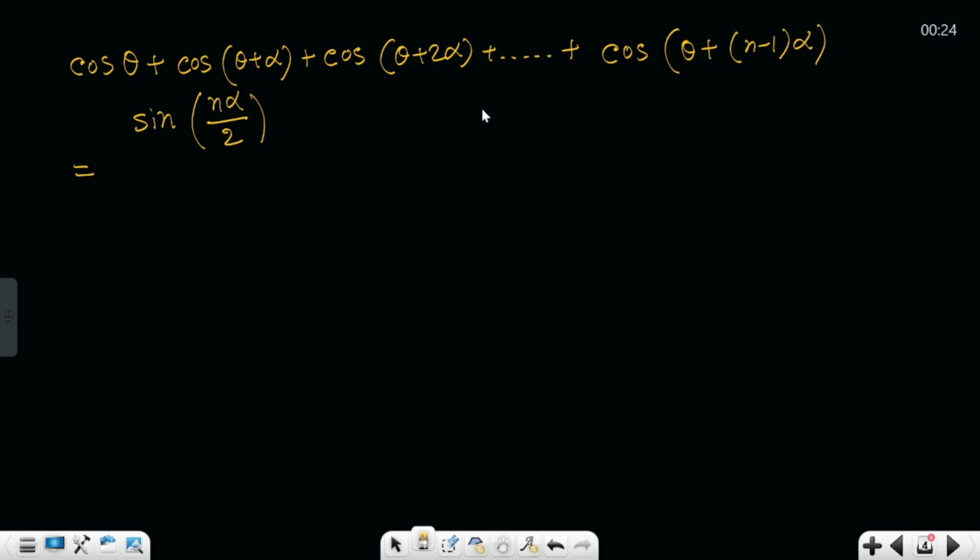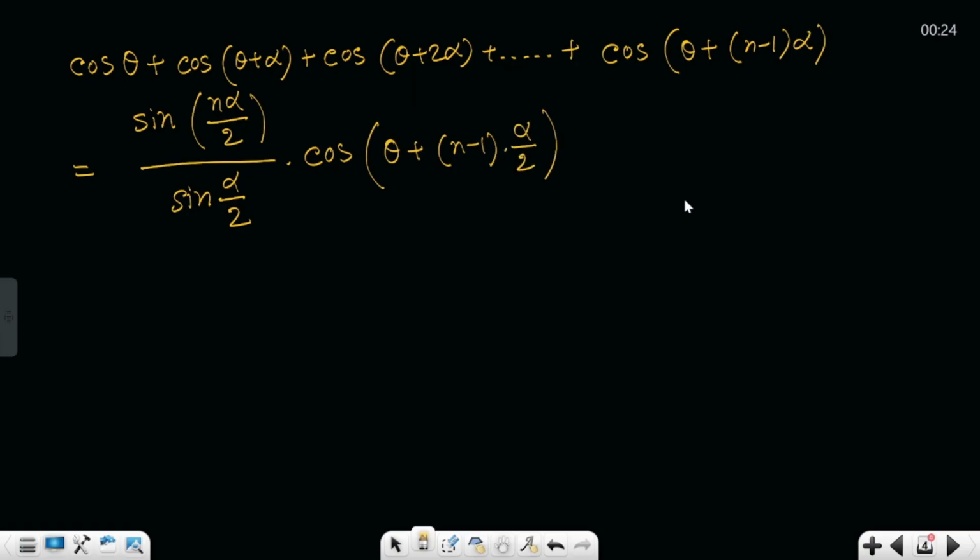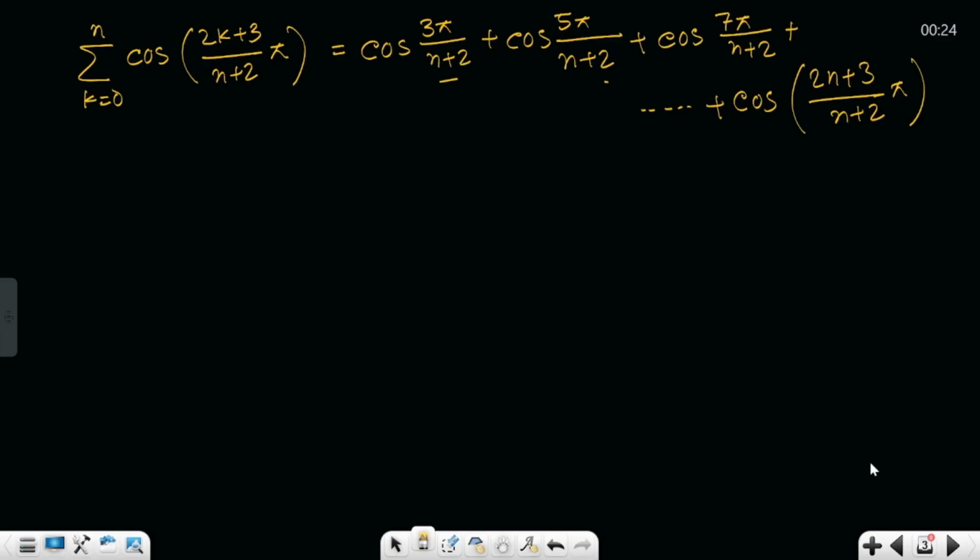Okay, common difference of the angles, divided by sine of alpha by 2 into cos of theta plus n minus 1 into alpha by 2. That is the formula. You know that, I guess. If you don't know this, remember this. This is an important formula. Okay, so we will use that formula here.